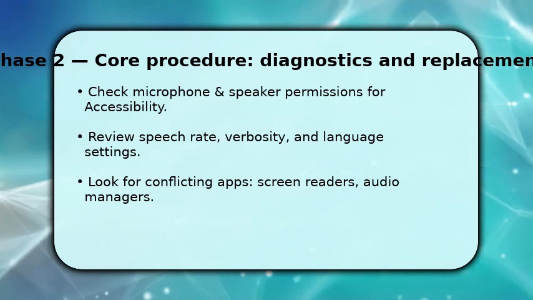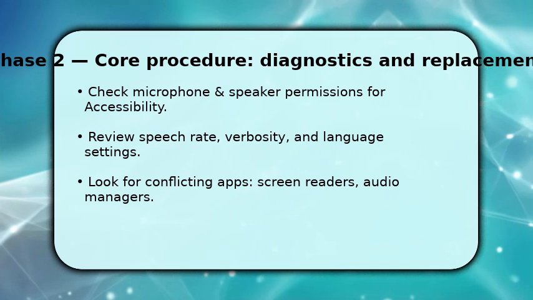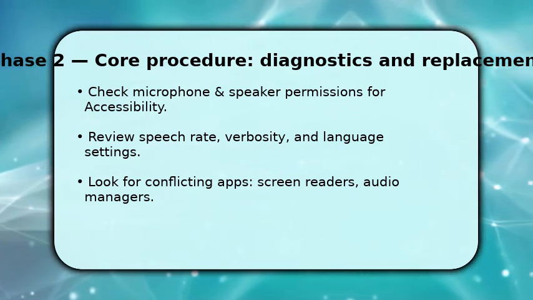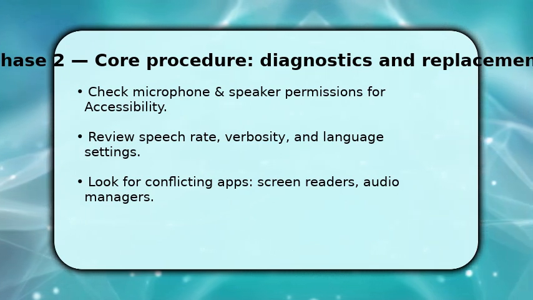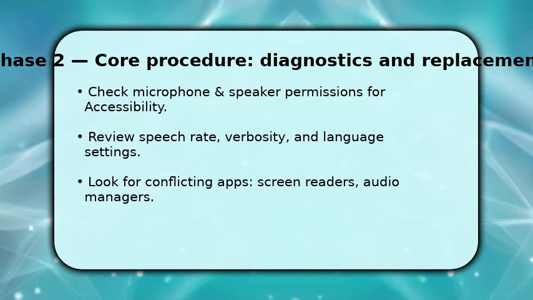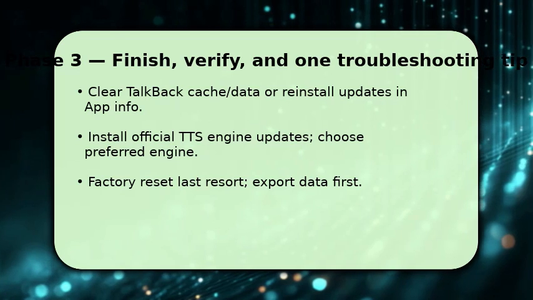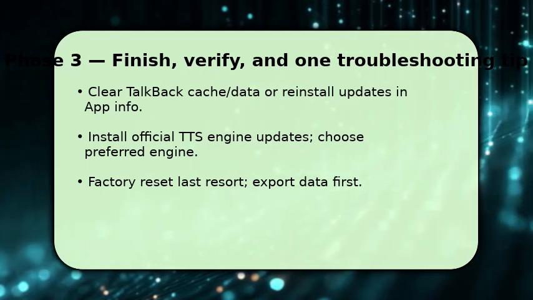Next, scan for apps that modify audio or provide alternate accessibility services. Temporarily disable those to see if they conflict. These detailed checks explain why sound or gesture responses may fail, and they isolate software interference before you change system-level options. If prior steps fail, clear the Talkback app cache and, if necessary, its data to remove corrupt settings.